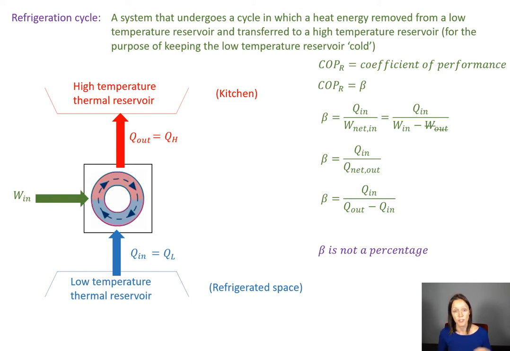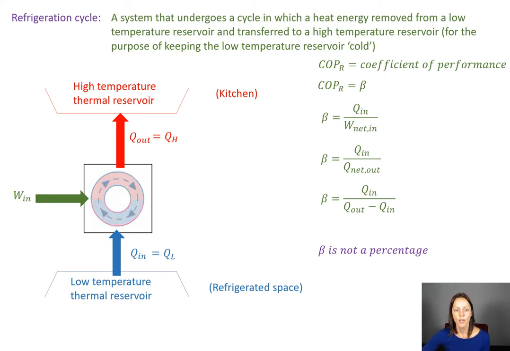It depends on the temperature of those reservoirs, the high temperature and the low temperature reservoir. How cold do you need to keep that refrigerated space? And how hot is the environment in which you're dumping the heat out? So how hot is your kitchen? It's going to depend on those two things, and this will become a little bit more clear when we talk about the limits on cycle performances as dictated by the second law of thermodynamics, and that we'll talk about in just a few segments. So the answer to what is a good coefficient of performance will be answered in a few segments.